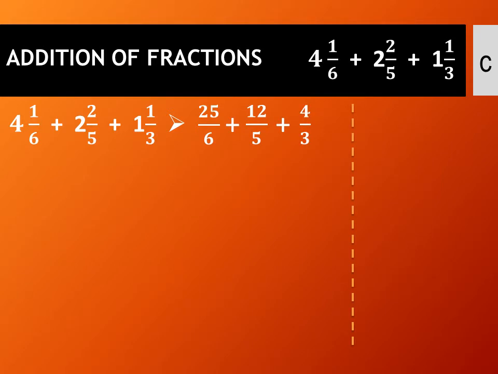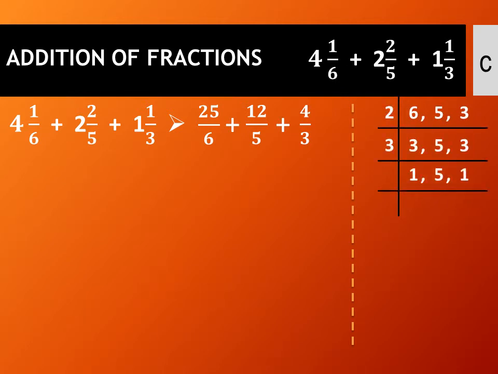To make the denominators the same, we will convert them into like fractions. For this, we need to find the LCM of 6, 5 and 3. As we see, the LCM of 6, 5 and 3 is 30. So we have to bring 30 in the place of the denominators.